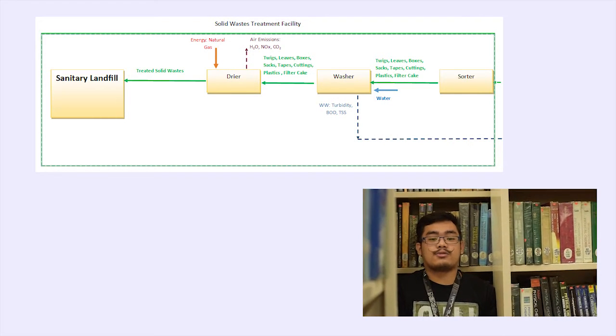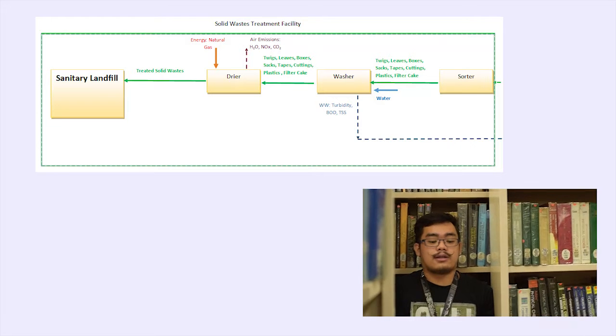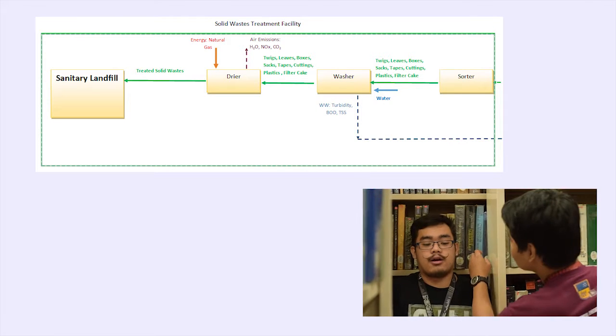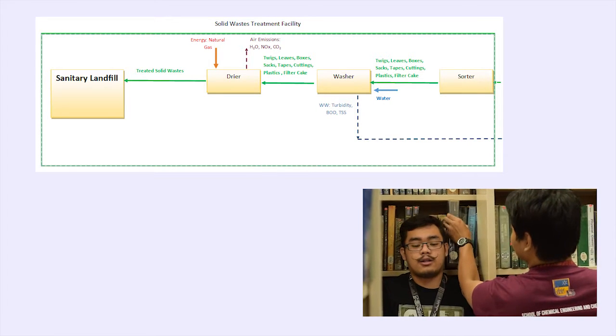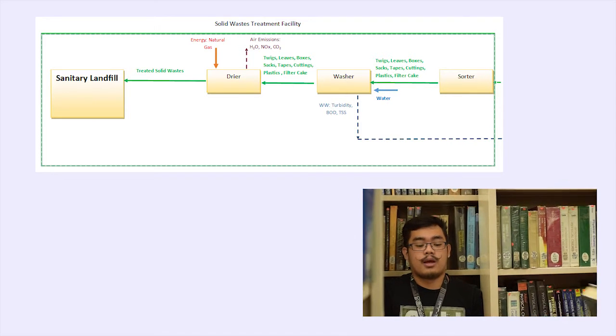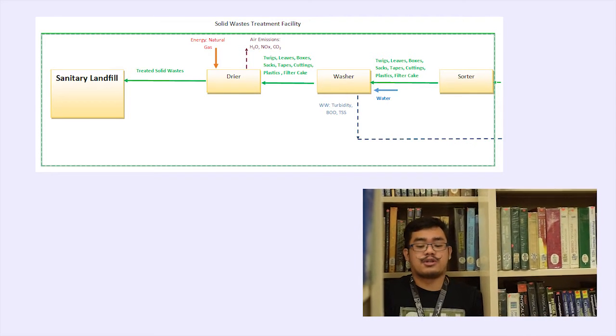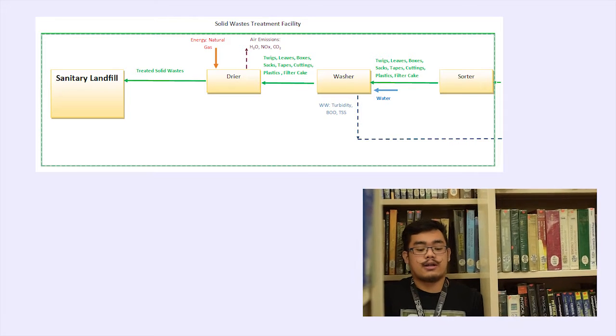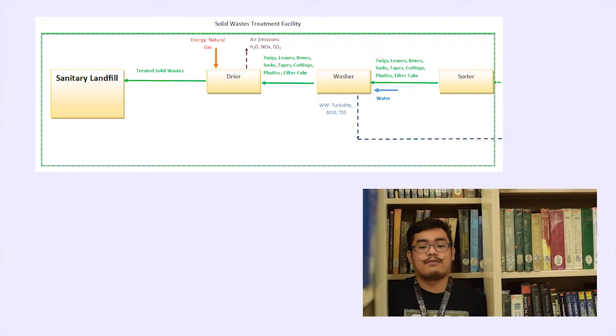For the solid waste treatment, all solid waste collected are sorted depending on their class. Some solid waste are washed with water. The washed solid waste are then dried. Treated solid waste are finally sent to a sanitary tank.